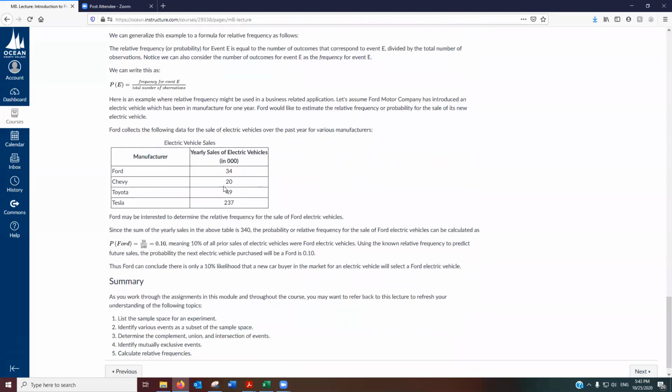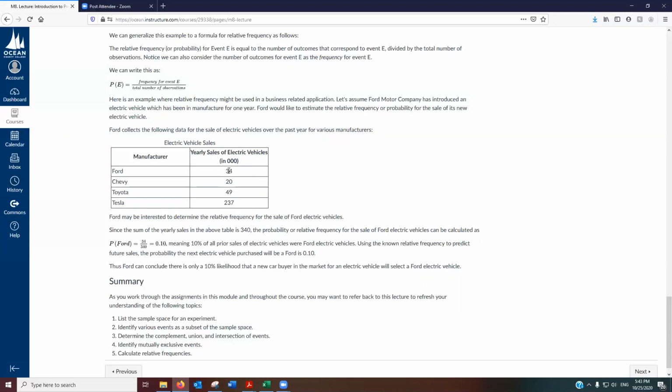So let's do a quick example of relative frequency based on a table of data. So here's a table of electric vehicle sales showing the number of vehicle sales for Ford, Chevy, Toyota, Tesla. Ford wants to know what's the relative frequency that an electric vehicle that's sold is a Ford brand. Well, I'm going to set up a fraction to find the probability that someone will buy a Ford electric vehicle. Let me take the number of the frequency for that event.